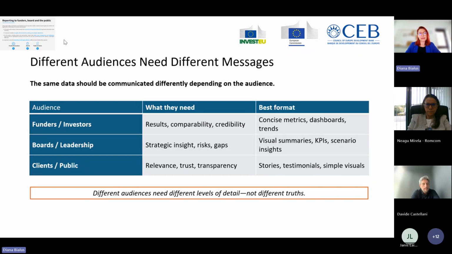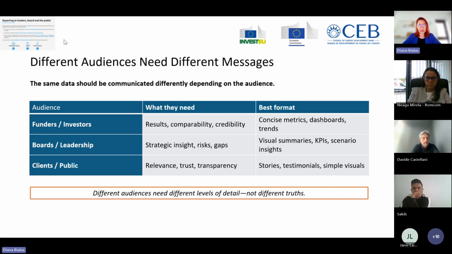And then for clients and the public, ensuring trust and relevance of the data presented is what they are looking for. And here, the best is to use case studies, stories, and testimonials. So the idea is to ensure the right level of detail for each category of stakeholders, but of course, it should be the same truth. So no reinterpretation of the data.